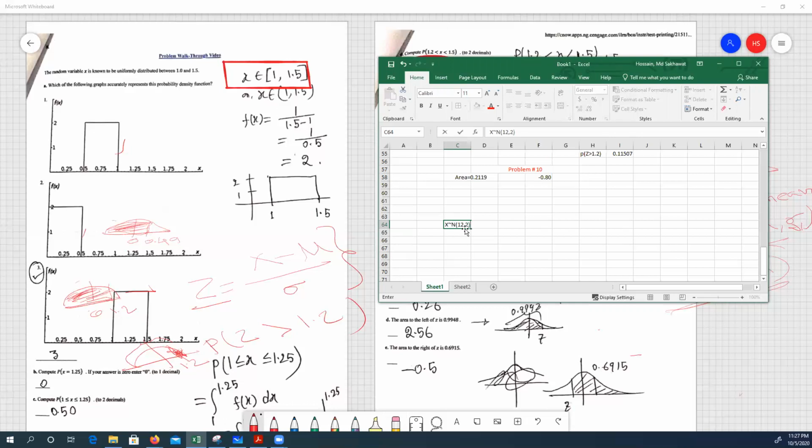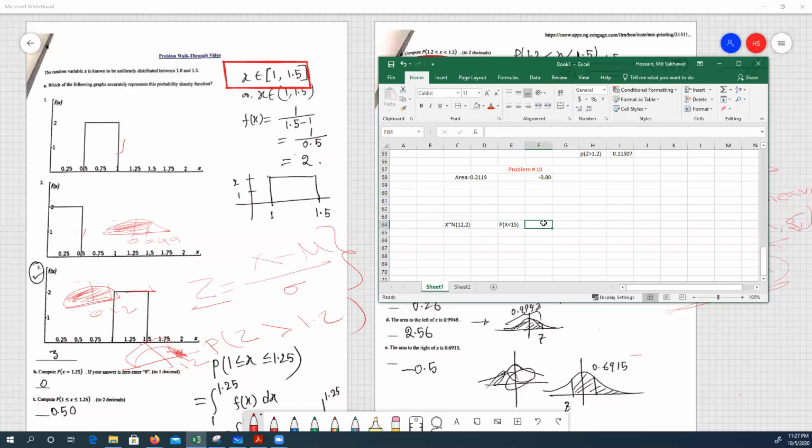Which is, the mean and standard deviation are different from the mean of the standard normal distribution, right? For the standard normal distribution, the mean is 0 and the standard deviation is 1. So in this case, suppose you want to find the probability of X less than 15. How can you find this probability?